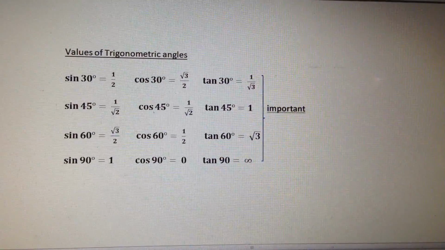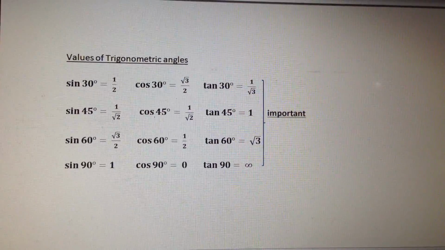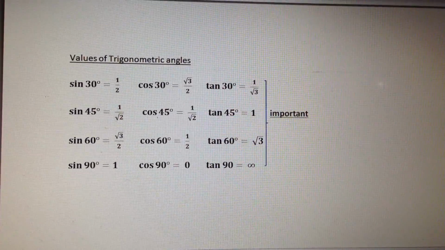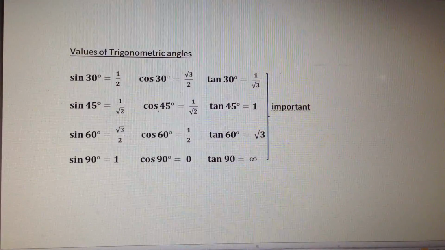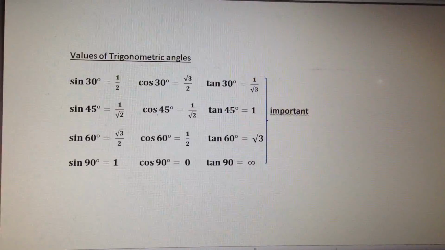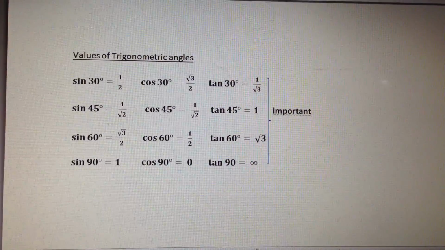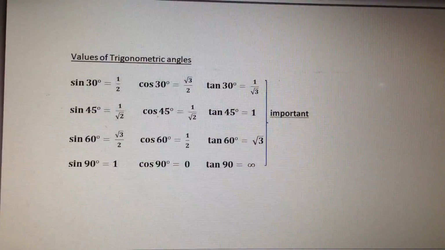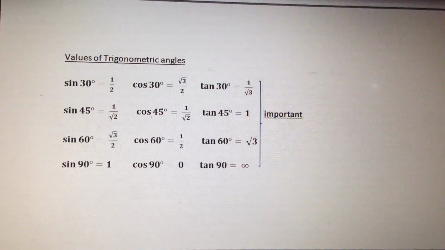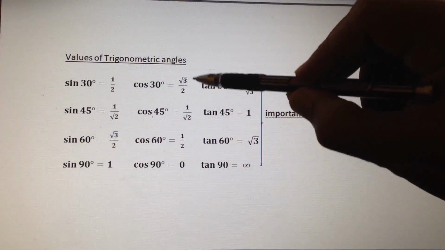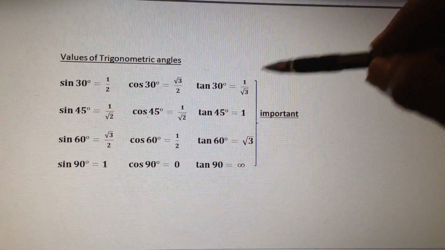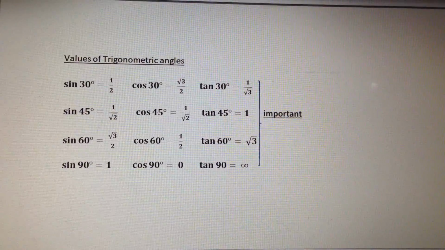Okay, now let us see the values of trigonometric angles. These values of trigonometric angles are very important. You have to remember these values so that you can use them in solving the problems. Sin 30 is equal to 1 by 2, and cos 30 is equal to root 3 by 2, and tan 30 is equal to 1 by root 3.